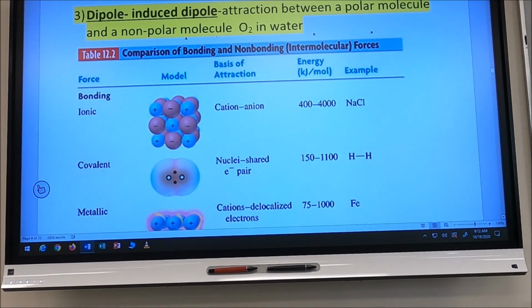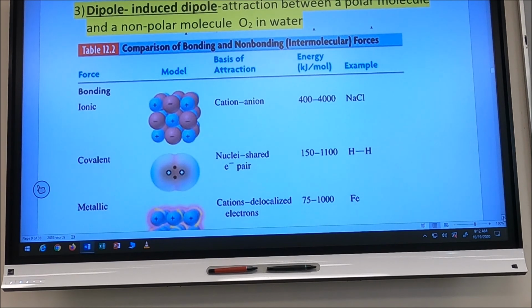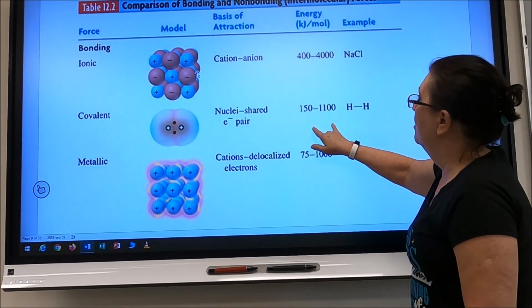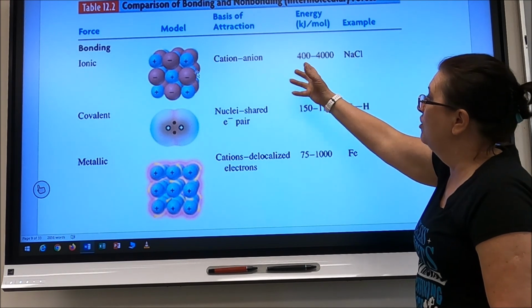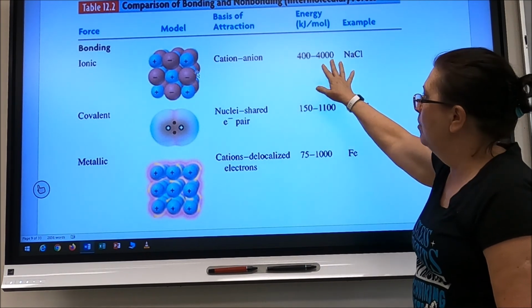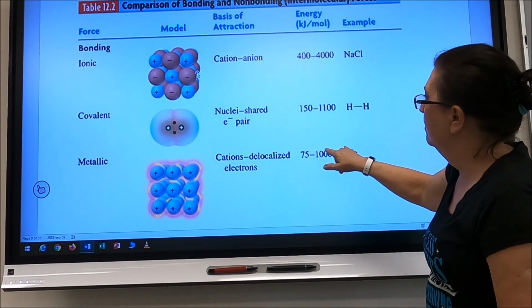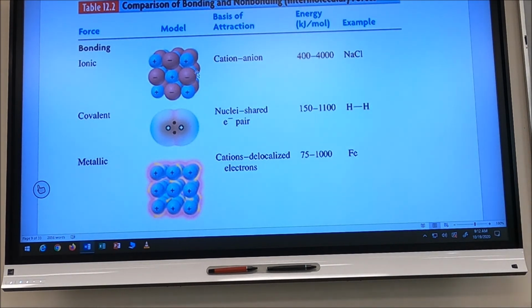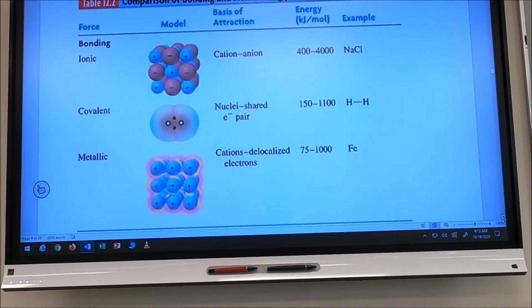Now I've included a table at this point, okay? Let's look at this table. The first 3 things you see here are the bond forces: the ionic bond, the covalent bond, and the metallic bond. And this is the bond energy. This is the range of energies to break that bond. How much energy does it take to break that interaction? All right. Now, those are called intramolecular forces or bonding forces.